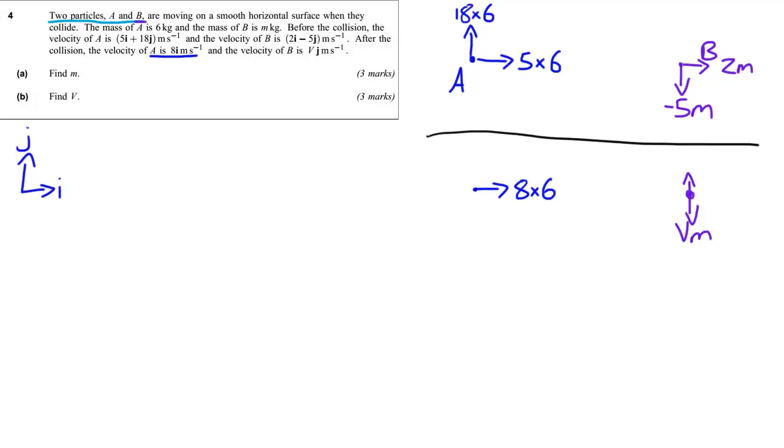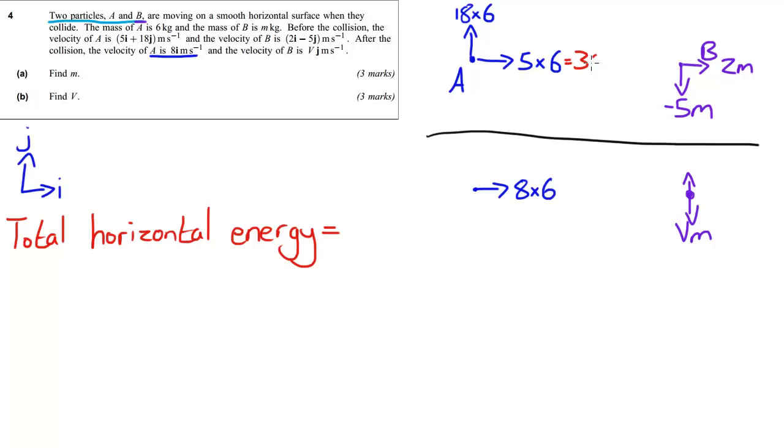That is the momentum that we have. So let's give ourselves the total horizontal, to start off with, horizontal energy or momentum. In this case they're synonymous. So the total horizontal momentum, let's work that out. This is going to be 30 here, this is going to be 48, and this is 2m. So before the collision we have 30 plus 2m, and after the collision we have 48.